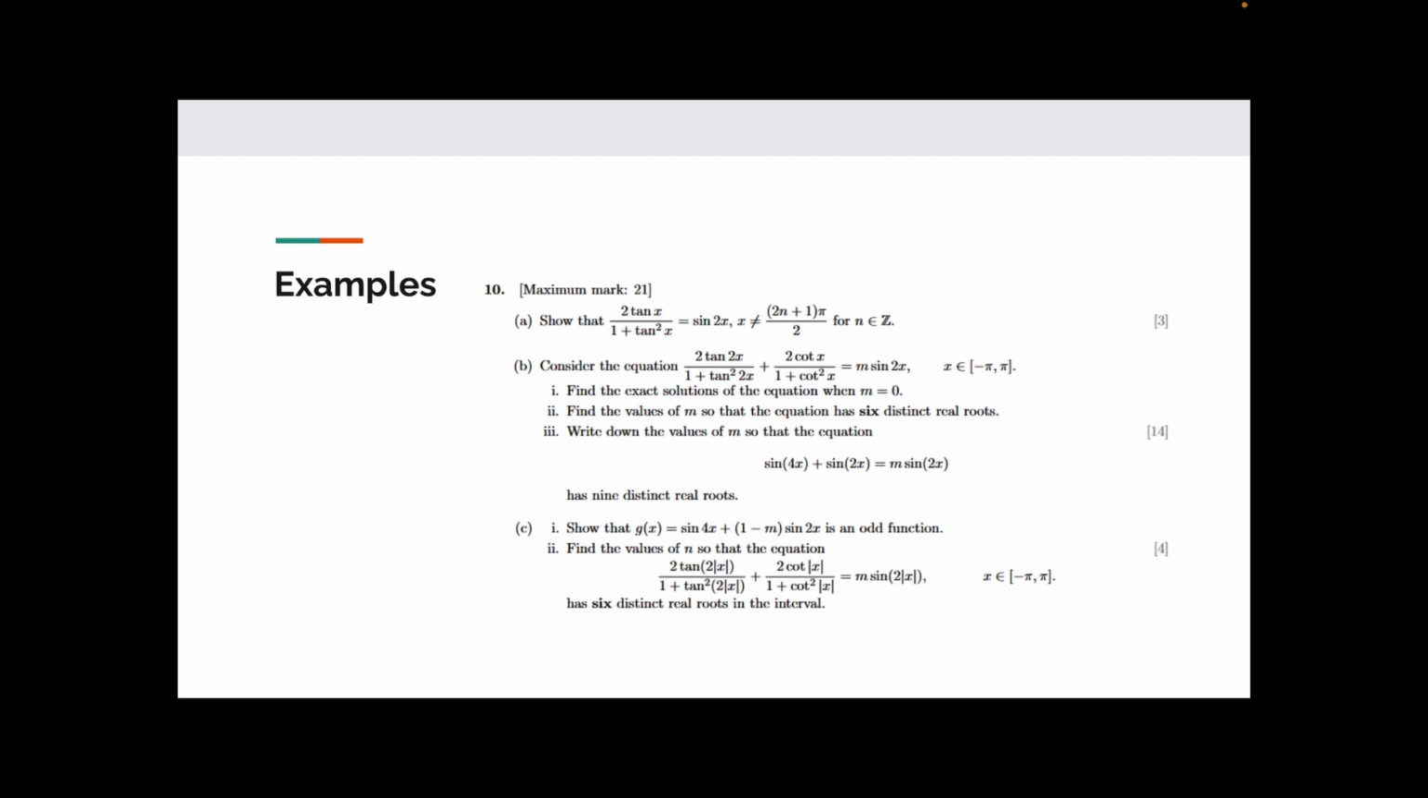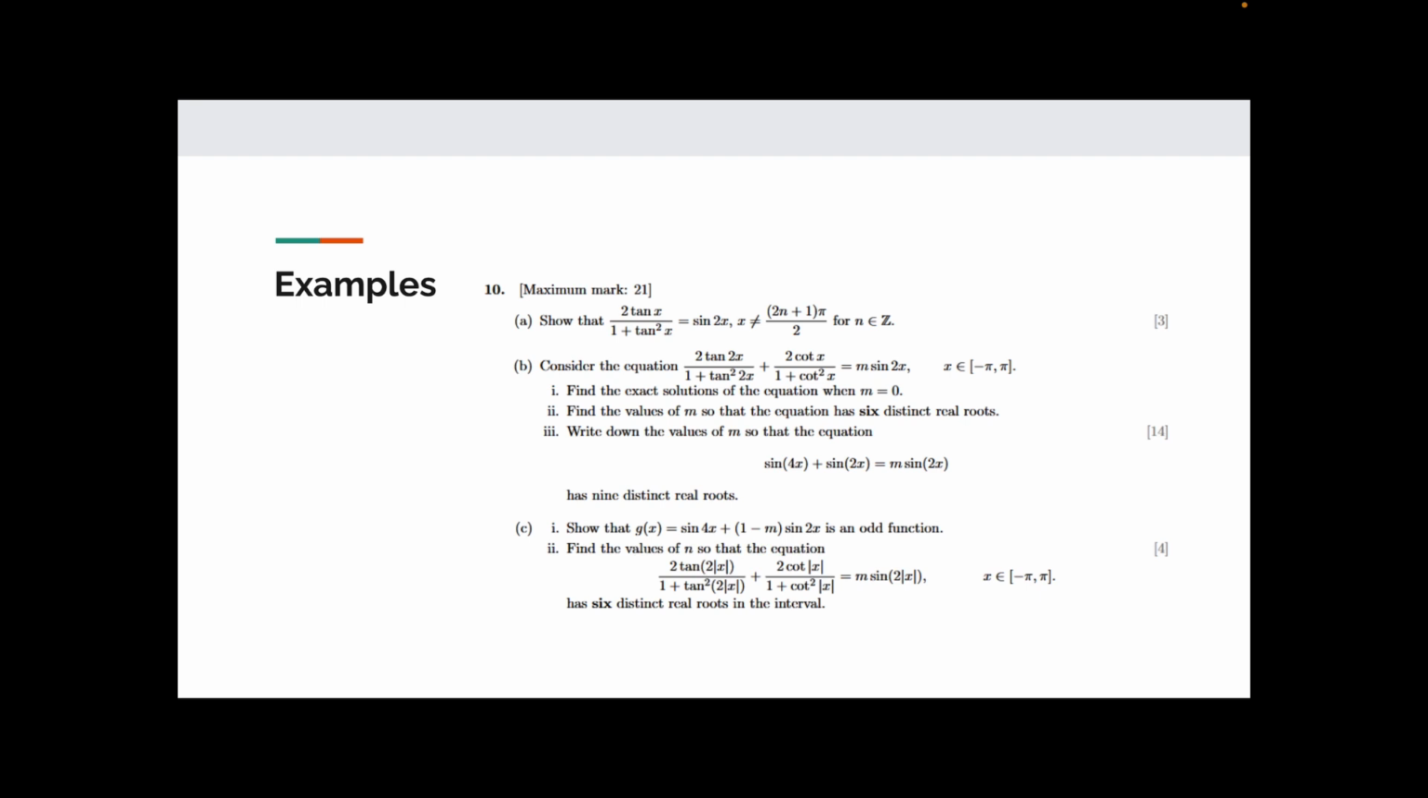You have to find the number of roots that the equation sine of 2x will give you. You then also have to find the number of roots that the second equation brings to the table, so that you have 6 distinct real roots in total. Not an easy question. Part 3, write down the values of m so that the equation sine of 4x plus sine of 2x equals m sine of 2x has 9 distinct real roots.